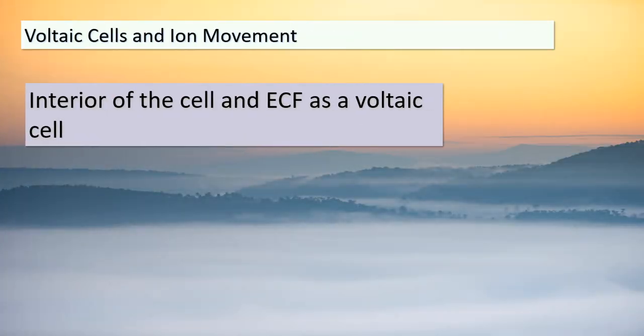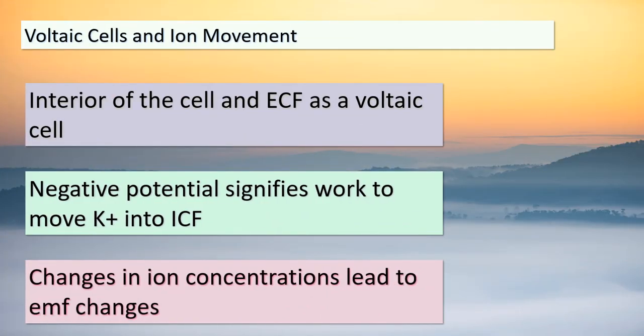Hello, students. Today, we're delving into the intriguing world of voltaic cells and ion movement. Picture this. The interior of a cell and the extracellular fluid, ECF, together create what's known as a voltaic cell. A negative potential here tells us that it requires energy to transport potassium ions, K+, into the intracellular fluid, ICF.